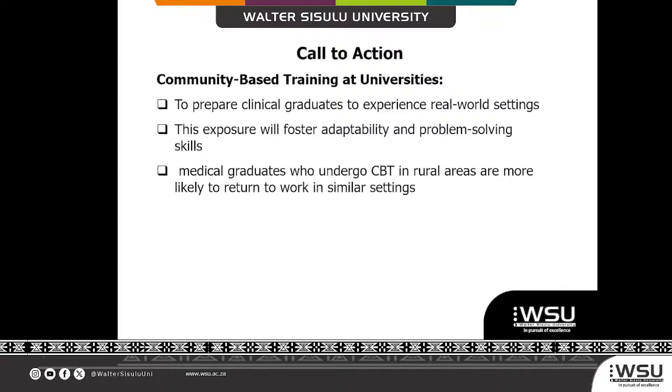And research has shown that medical students who undergo community-based training in rural settings are more likely to return and serve in similar communities after graduation. So strengthening these initiatives will be crucial for building a sustainable healthcare workforce that meets the needs of South Africans.